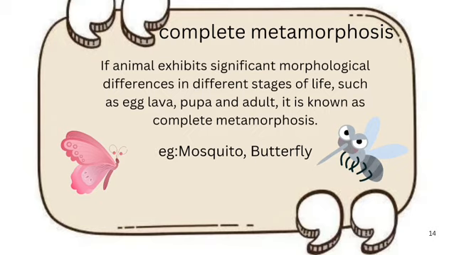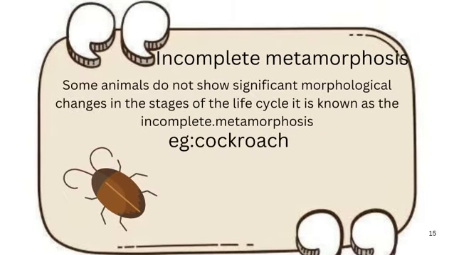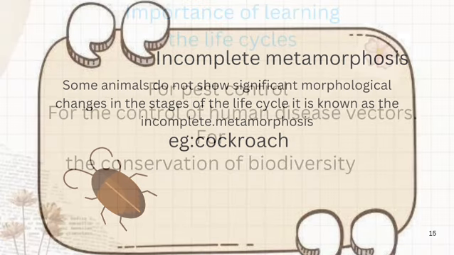Complete metamorphosis. If an animal exhibits significant morphological differences in its different stages of life such as egg, larva, pupa and adult, it is known as complete metamorphosis. E.g., mosquito, butterfly. Incomplete metamorphosis. Some animals do not show significant morphological changes in the stages of the life cycle, which is known as incomplete metamorphosis. E.g., cockroach.